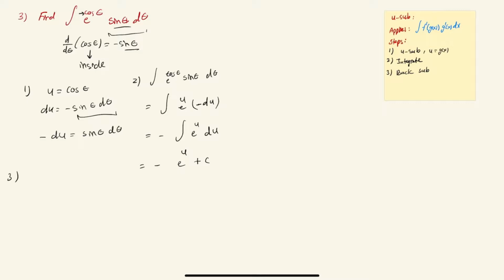Now we are ready to move to step number 3. I'm going to back substitute the value of u from step number 1, which is cosine of theta. And that is our antiderivative.